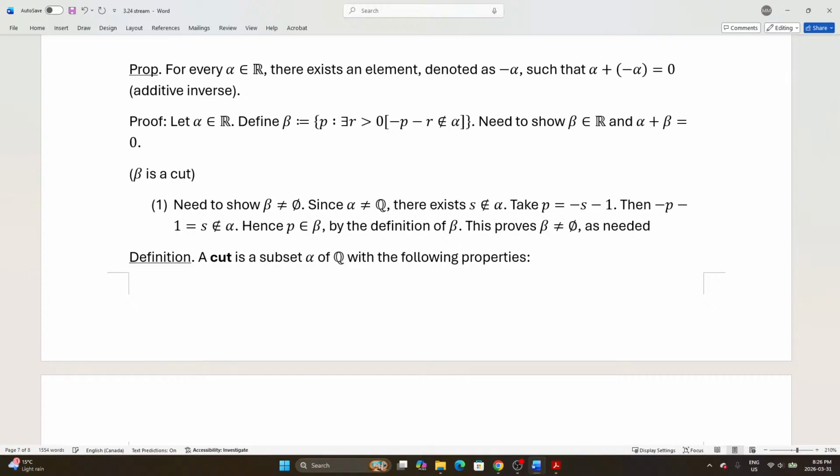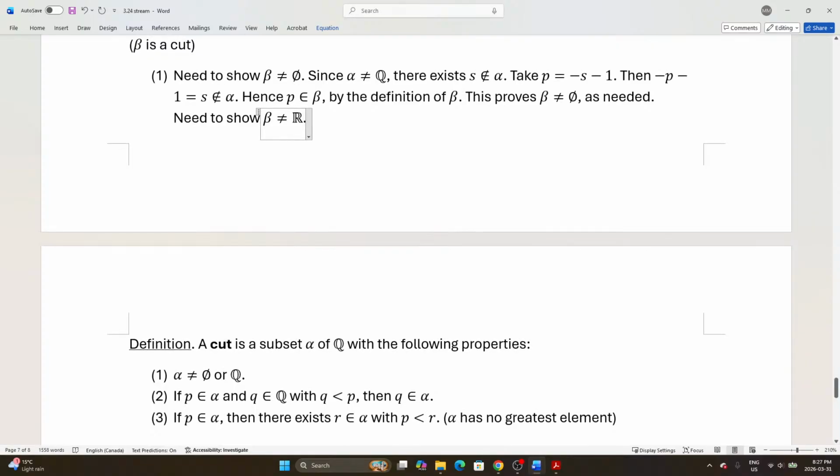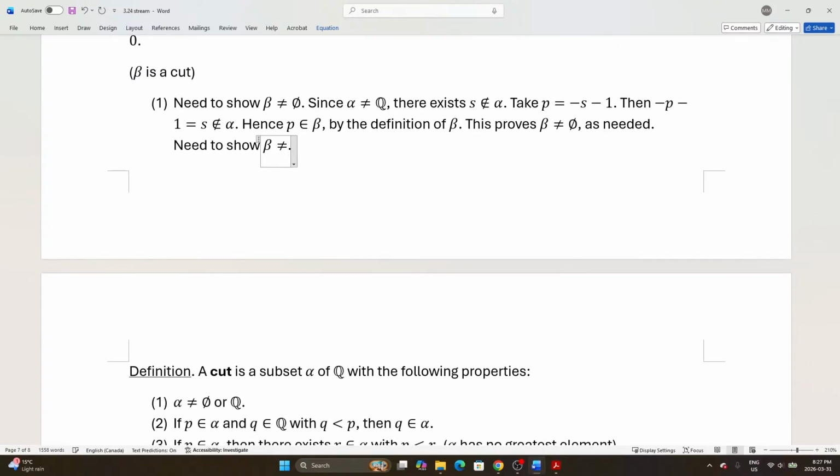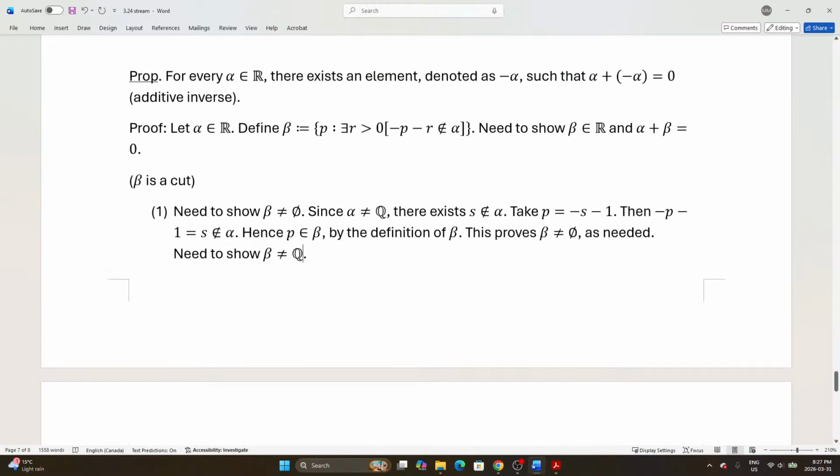Okay, next up, beta is not the whole Q. So how do we do that? Oh, not the whole R, my bad. Beta based on this definition is not the whole Q. I want to construct a rational that is not in beta.